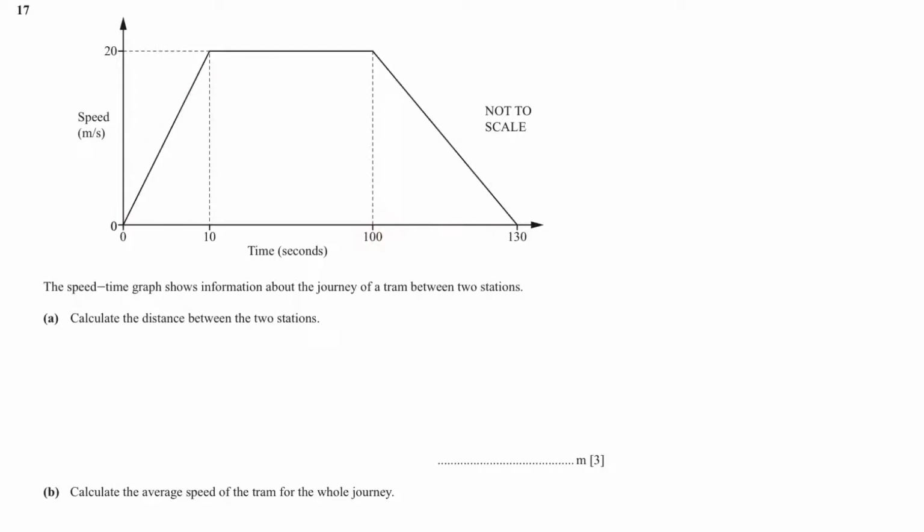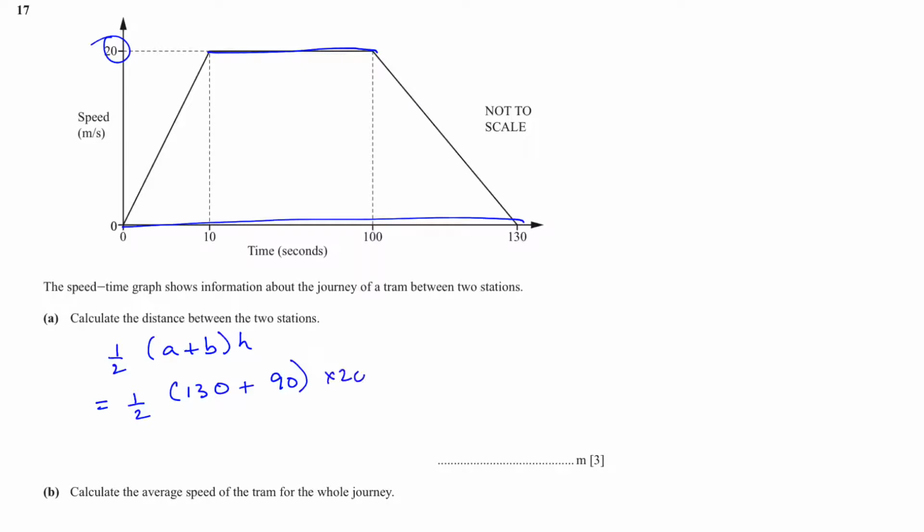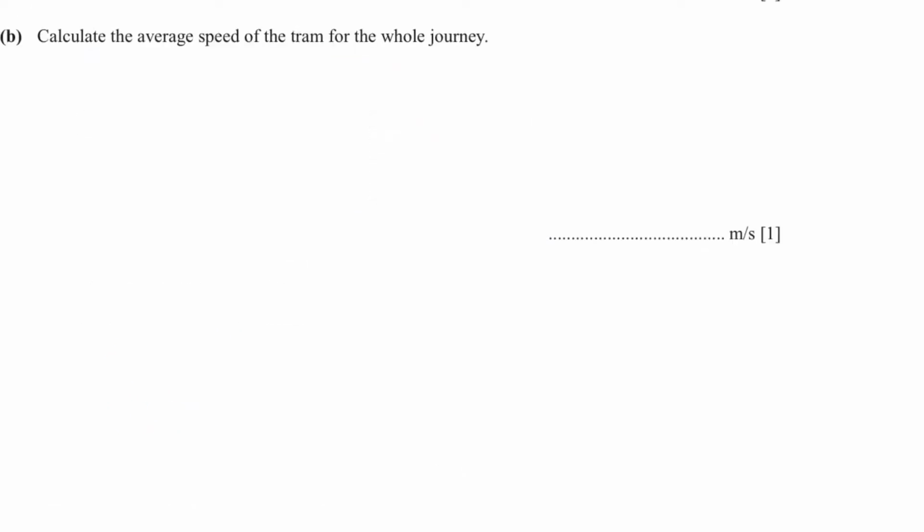Because this is a trapezium, the trapezium rule is half times (a plus b) times h. Your a is this line here, which is 130. Your b is this line here, which is 100 minus 10, 90, and your height is 20. Put this in the calculator and you will get 2200. So your answer is 2200 meters.